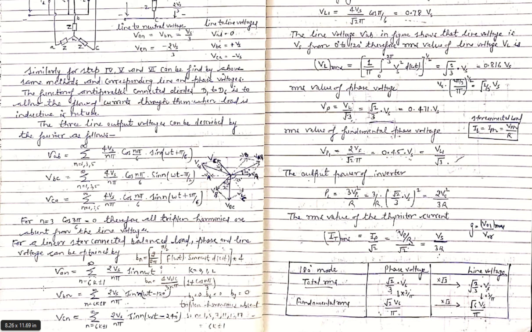Now we will write the expression for Vbn. We simply subtract 120 degree from this Van. For Vcn, simply subtract a further 120 degree from Vbn, that is minus 240 degree. In this way the phase voltages are obtained. Now we will do the further calculation.